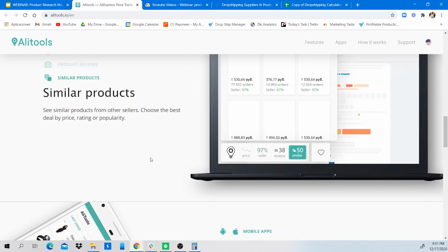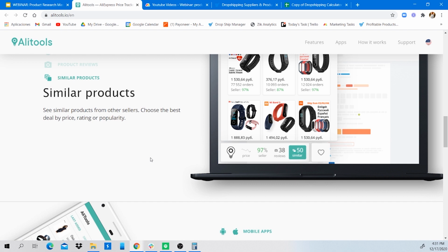And last but not least, you can use this tool to analyze pictures on eBay, and what that does is it shows you different suppliers that sell the same or something similar on AliExpress for a cheaper cost. So let me show you what I mean in practice.